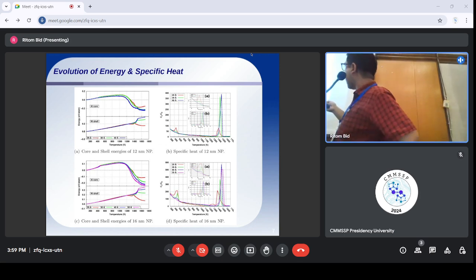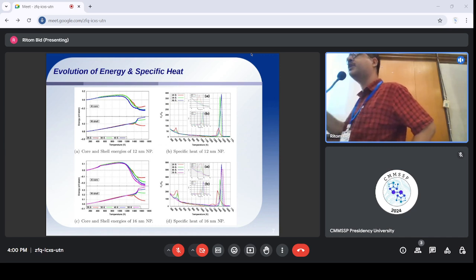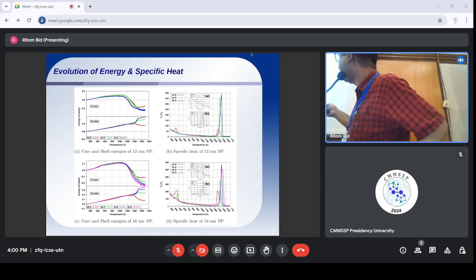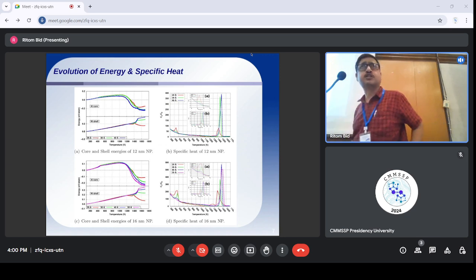For the upper panel, this is the aluminum core. The typical behavior is that as you keep increasing the temperature, the energy increases, and there is a sudden jump which predicts the melting temperature. That happens here for aluminum and here for nickel. So that is the first story.